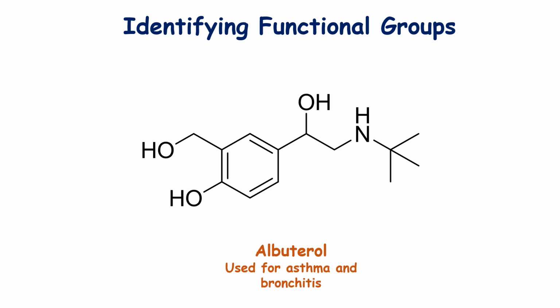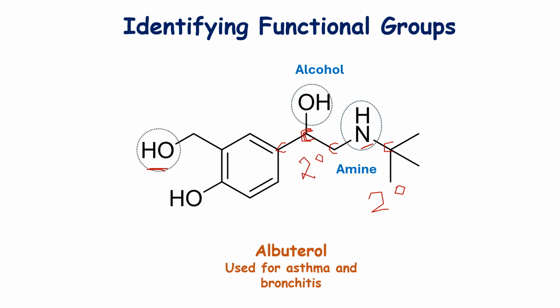This molecule is albuterol. It's a drug used for asthma and bronchitis treatment. In albuterol, we have an NH group, so we have amine. Nitrogen of amine is attached to 2 carbon. First neighbor is 2 carbon. So this is an example of secondary amine. Next we have an OH group. So this is an alcohol. Carbon holding the OH group is attached to 2 carbon, so this is your secondary alcohol.